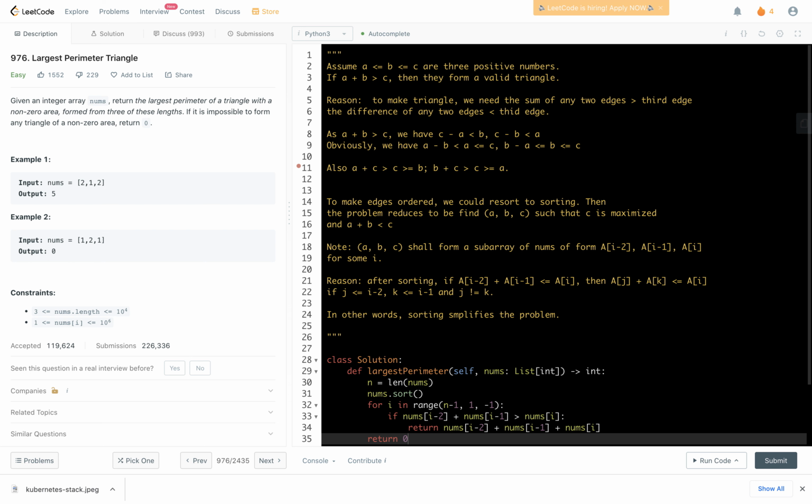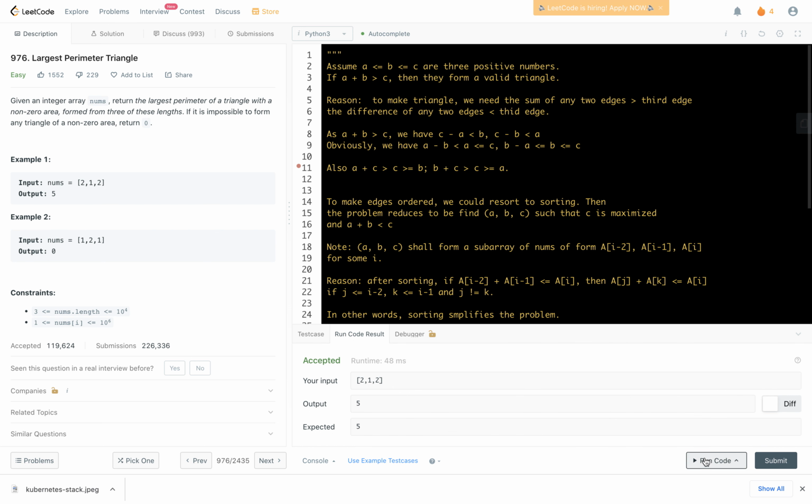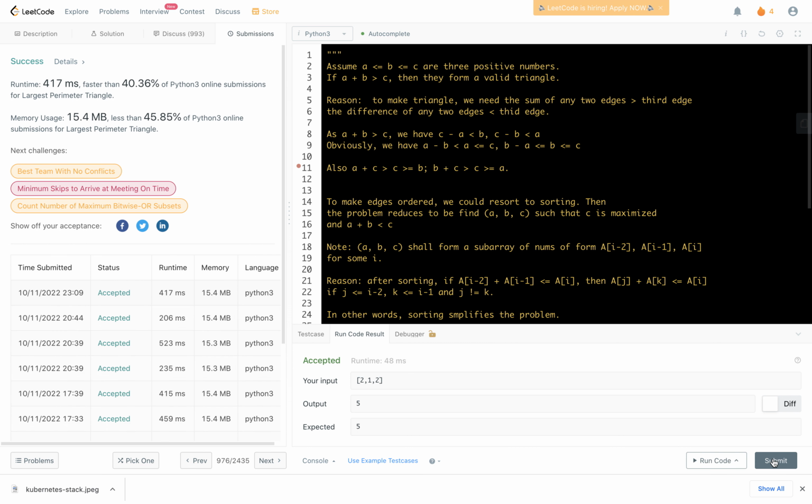That's it for this solution. Now let's do a check. Yeah, it passes the first example. Now let's directly look at the generic case. Yeah, it passes all the test cases.